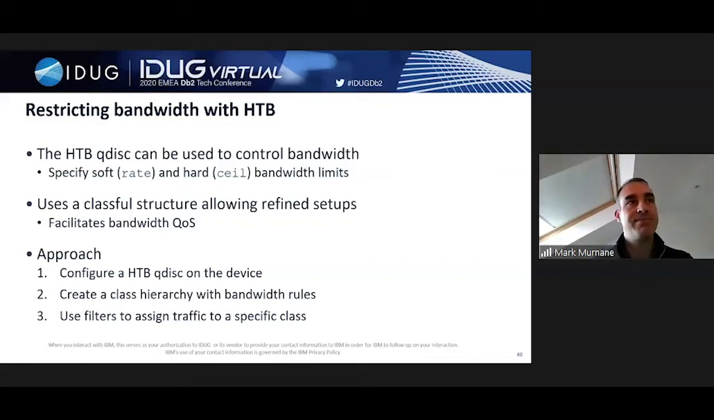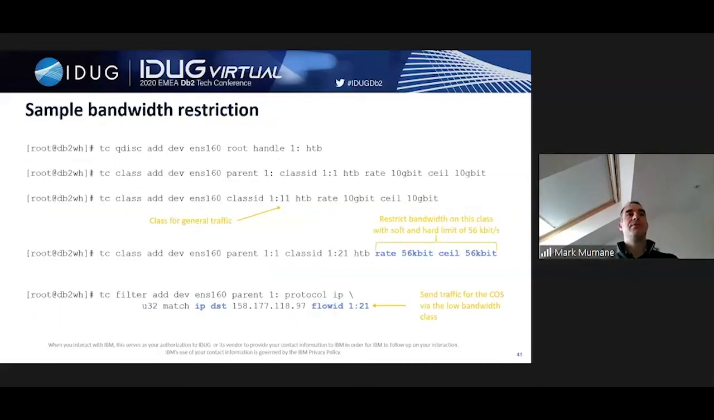So at a high level, the approach is to configure an HTB queue disk on your network device. Then we create a class hierarchy with bandwidth rules. And as before, we use filters to assign the traffic to a network class so that it can be controlled. So let's go through the steps.